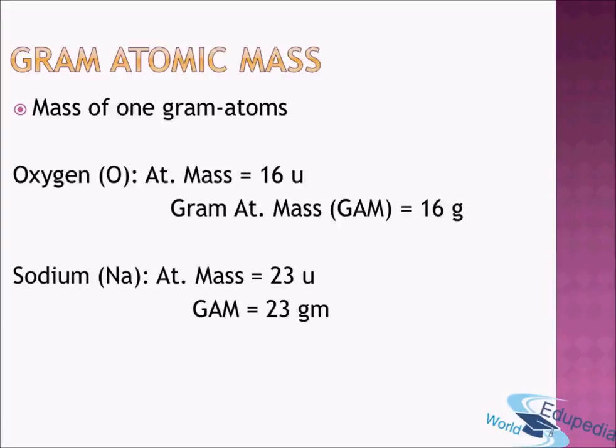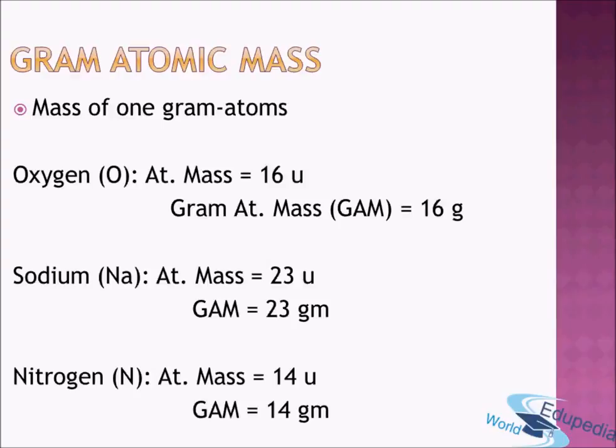Atomic mass has one single atom. Gram atomic mass generally refers to 1 mole of atoms. Not generally, always it refers to 1 mole of atoms. Similarly nitrogen. Now likewise we can also define gram molecular mass.